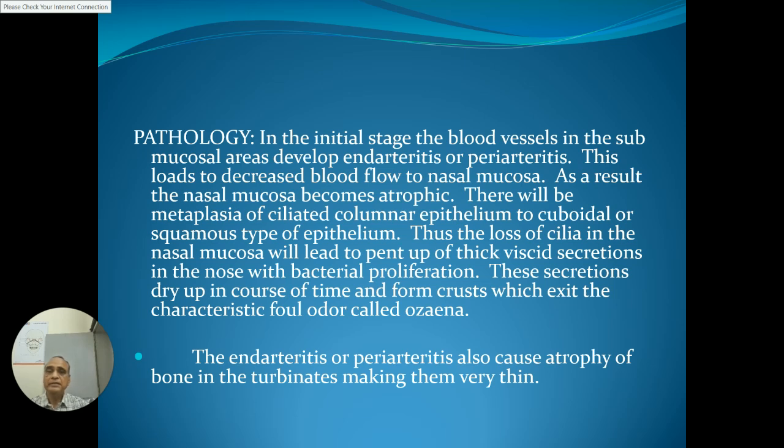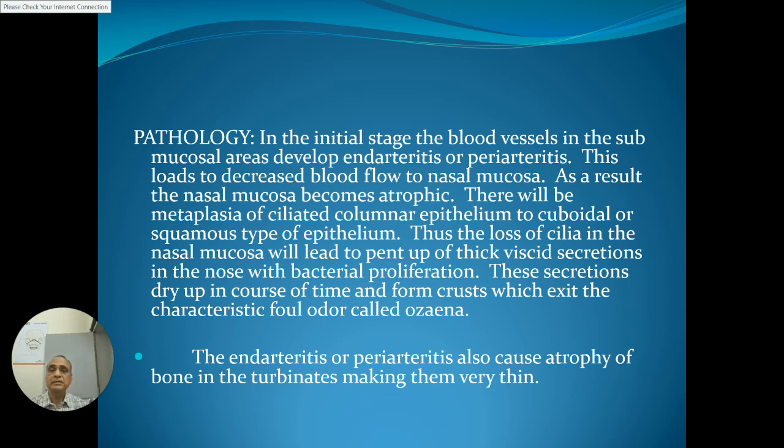Under the pathology heading, in the initial stage the blood vessels of the submucosal areas develop endarteritis and periarteritis. This is one of the factors which will result in atrophic rhinitis. This leads to decreased blood flow to the nasal mucosa. As a result, the nasal mucosa will become atrophic. There will be metaplasia of the ciliated columnar epithelium to cuboidal or squamous epithelium. Thus, the end result is inefficiency of the mucociliary mechanism.